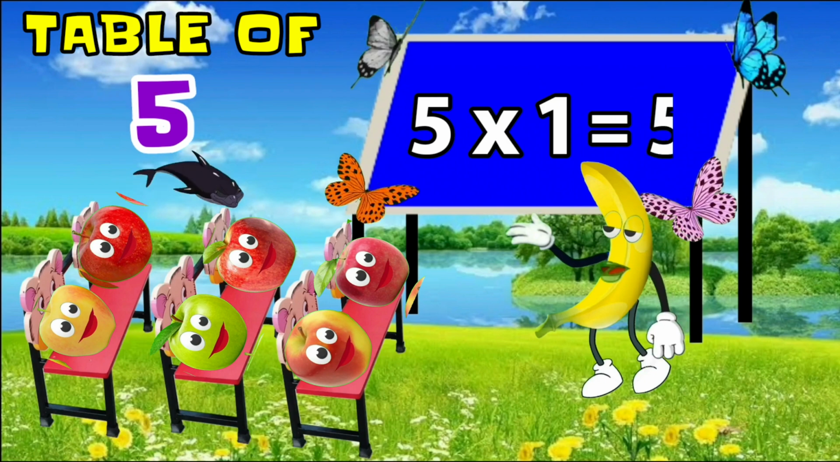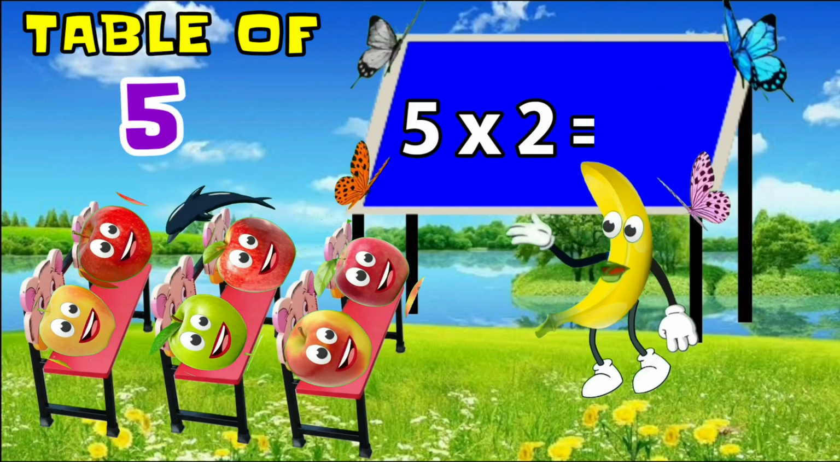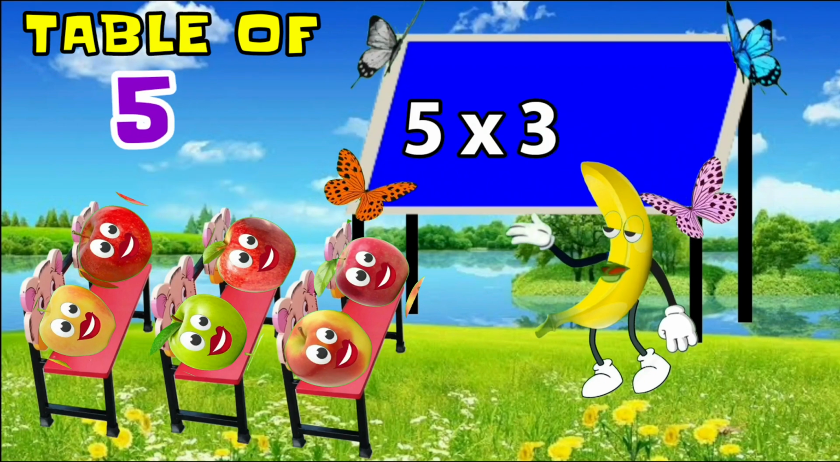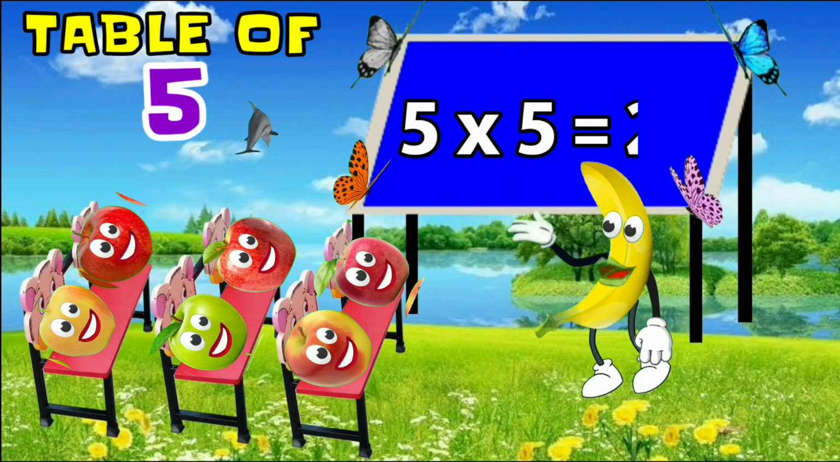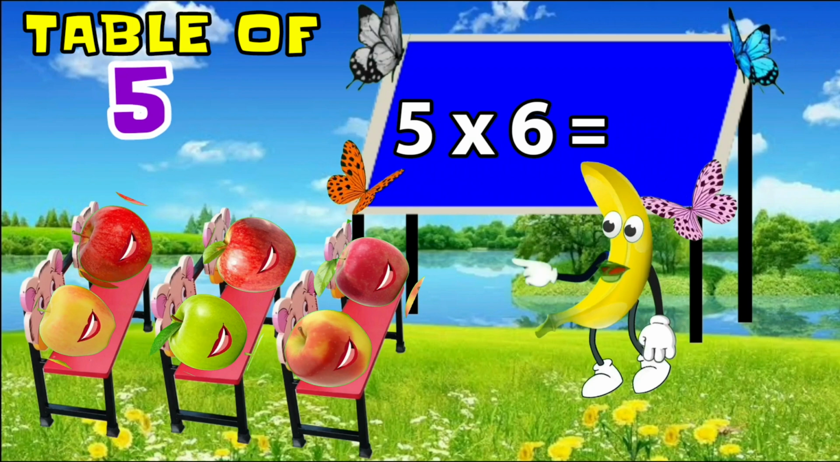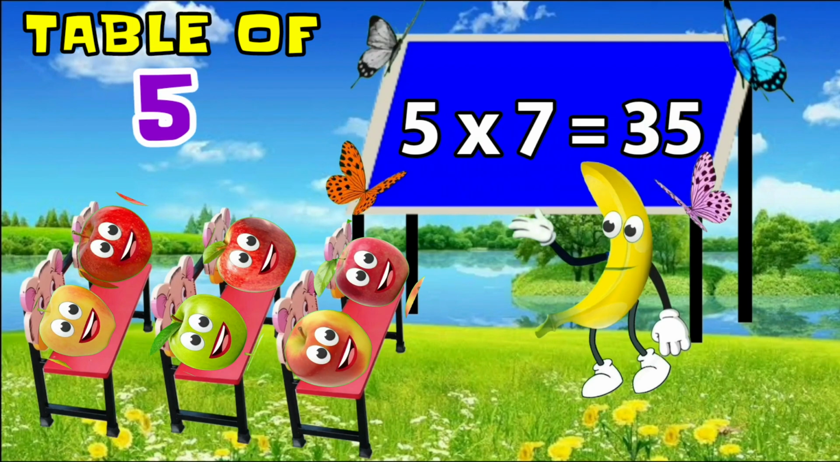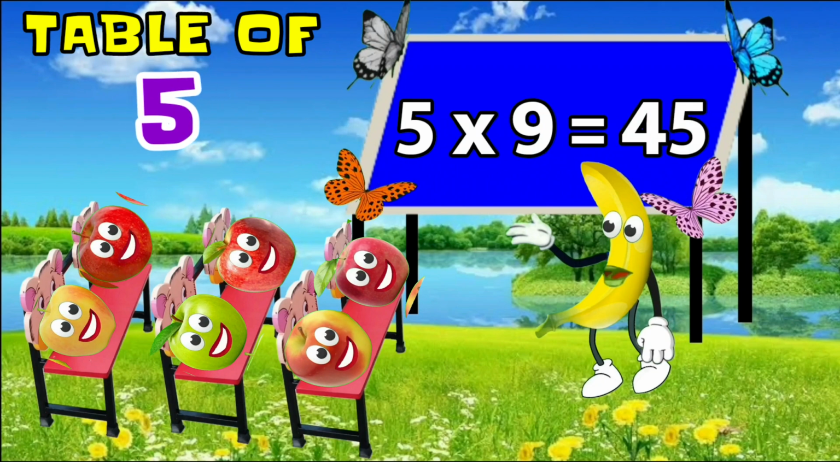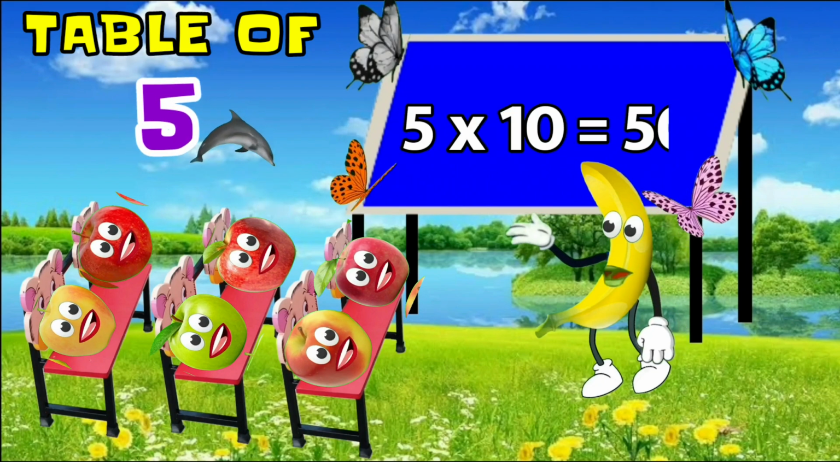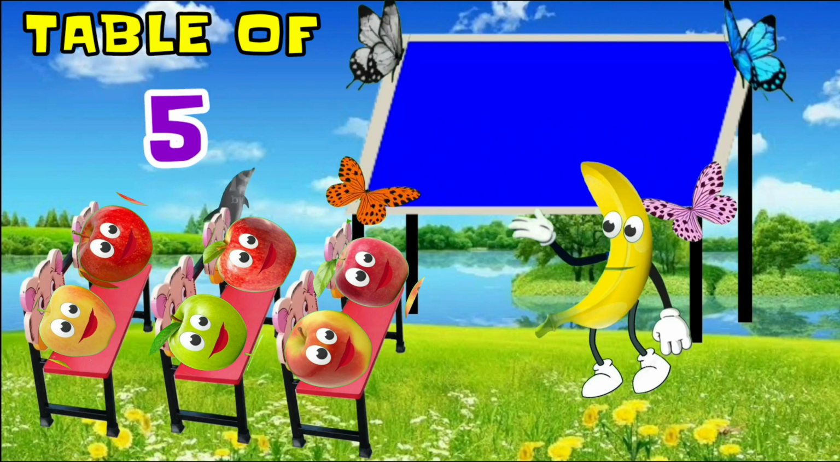5 ones are 5, 5 twos are 10, 5 threes are 15, 5 fours are 20, 5 fives are 25, 5 sixes are 30, 5 sevens are 35, 5 eights are 40, 5 nines are 45, 5 tens are 50. Oh, yes, very good.